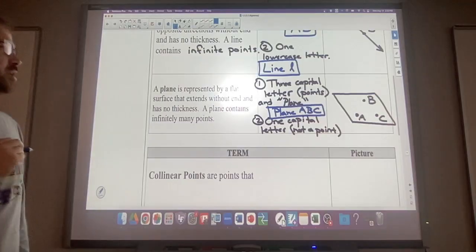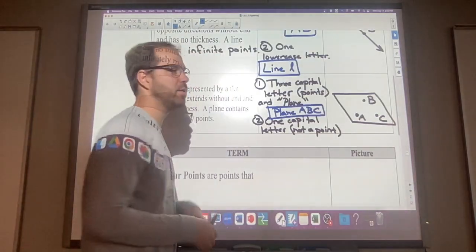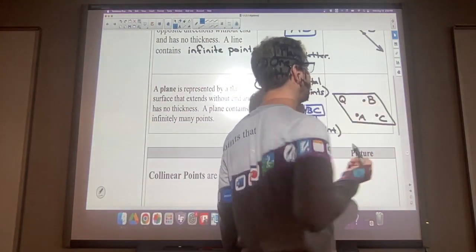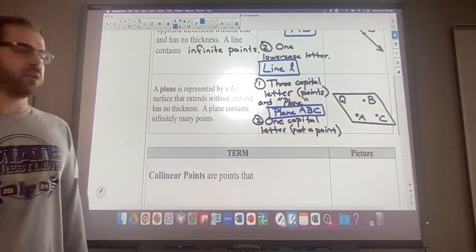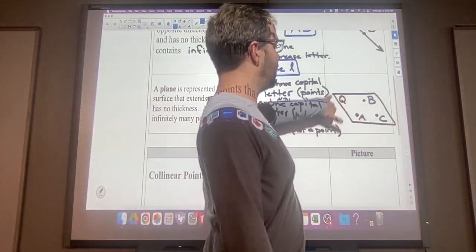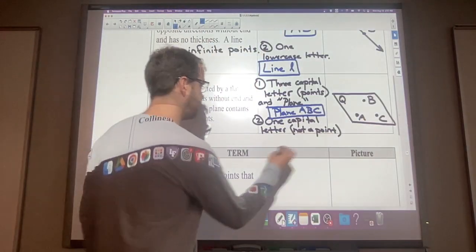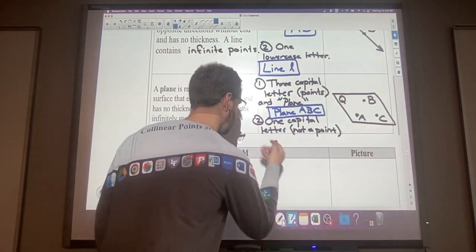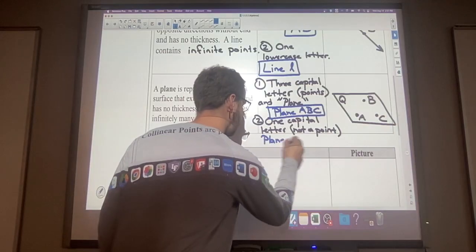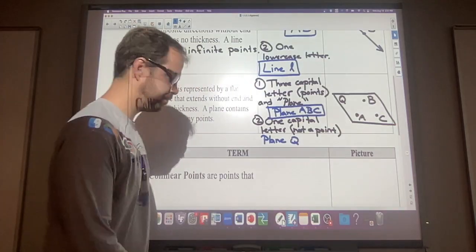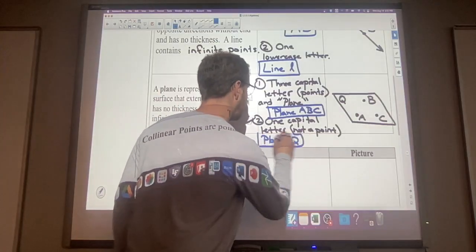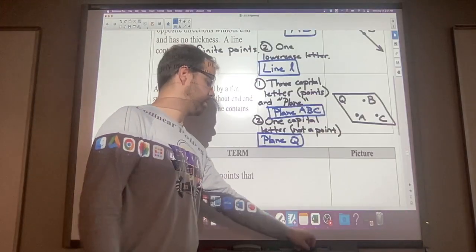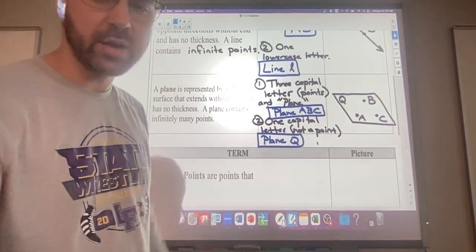Now, what they're going to do sometimes is pick some random letter in the alphabet, let's say Q. And it's not going to have a point. It's usually going to be right in the corner. You can also describe it by using this capital letter as long as it's not a point. So you could also say that this same shape is plane Q. Those are the 2 ways to describe it. Option 1 for both of these is more common, but you gotta know both. Sometimes you won't be able to use one or the other.